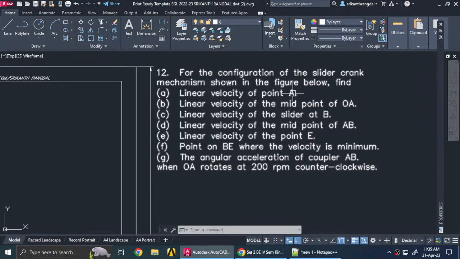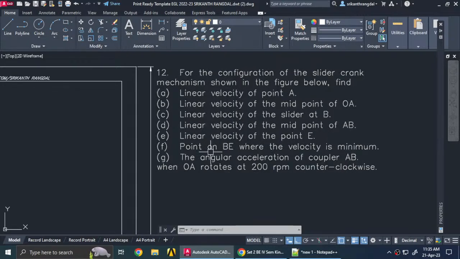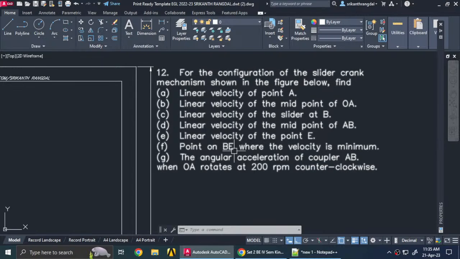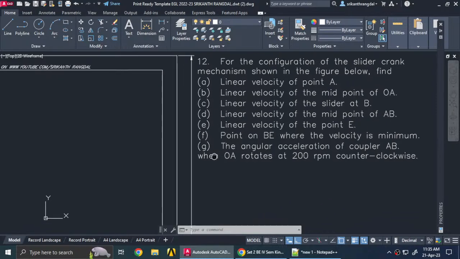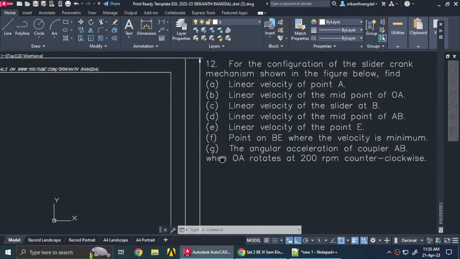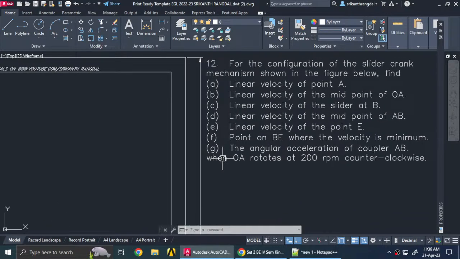We will find velocity of point A, velocity of the midpoint of OA, linear velocity of the slider at B, the velocity of midpoint of AB, and the velocity of point E. And then we have to find the point on BE where the velocity is minimum, and also find the angular acceleration of the coupler AB. So all these things we will have to find, and for this we need to understand what the velocity diagram is and how to draw the velocity diagram.